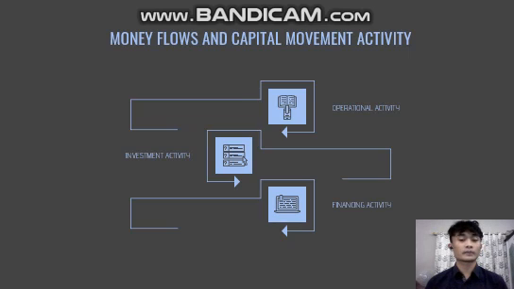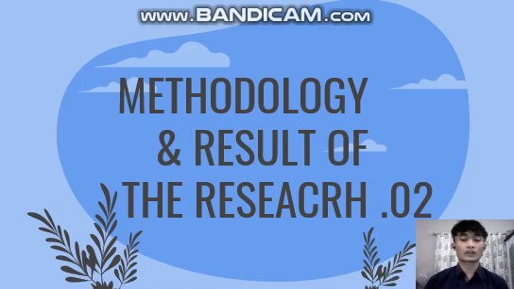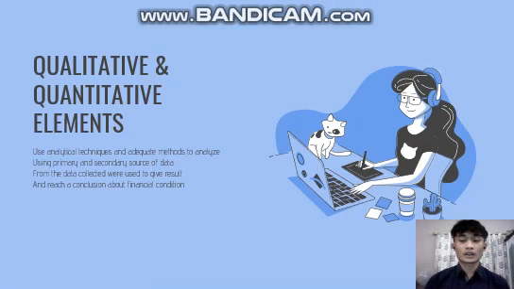Now we will turn to the methodology and result of the research. It's about the qualitative and quantitative elements. Qualitative and quantitative elements mean the analytical techniques and adequate methods were used to analyze, and the sources of data used in the research are primary and secondary data. Then from the data that they collected, different analyses were used to come to the results and to reach a conclusion, indicating that inductive methods were used. It's about the qualitative and quantitative elements that are the methods.